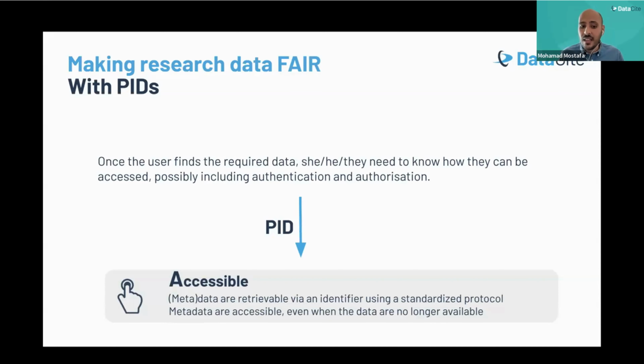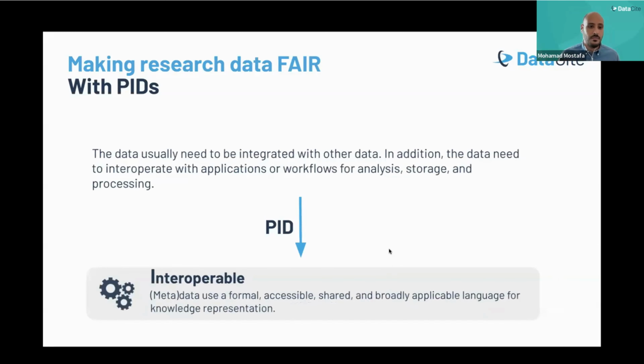And here again, the persistent identifier, through the metadata which are retrievable via the identifier, because it uses a standard protocol, will make the research data and its metadata information more accessible. And even when the data itself will not be available, the metadata information will always be there.